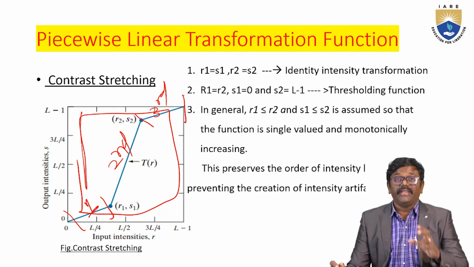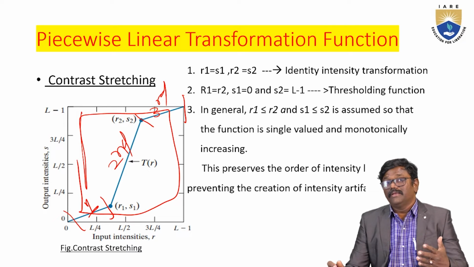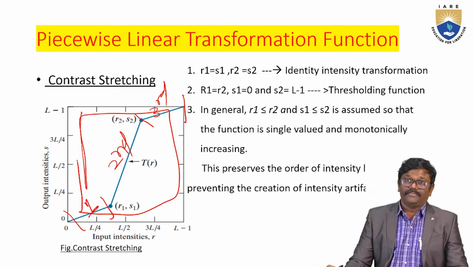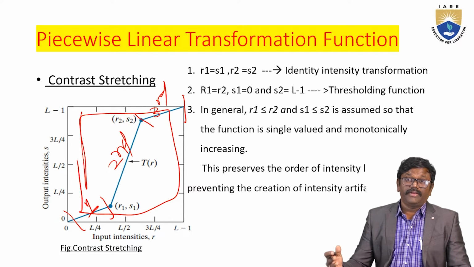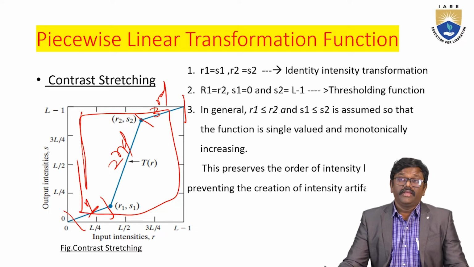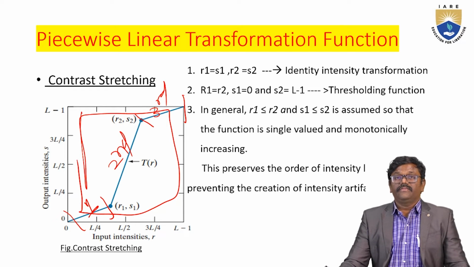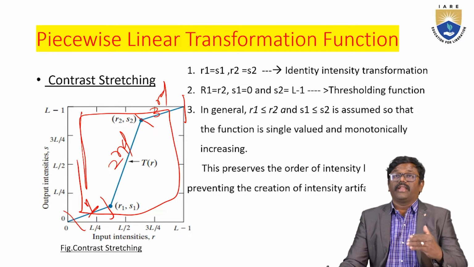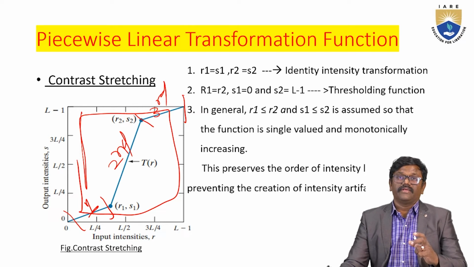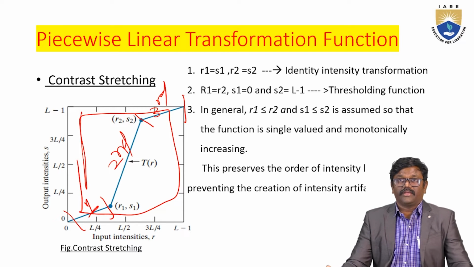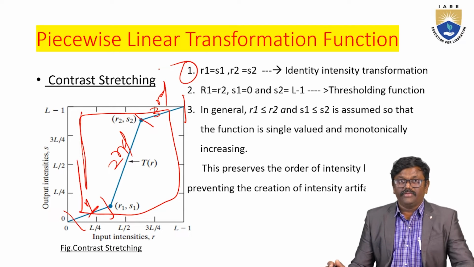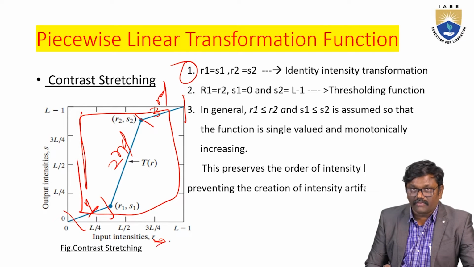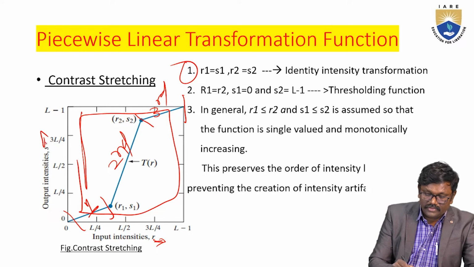What part is identity? What part is exponentially decreasing? What part is showing the order of intensity levels, preventing the creation of intensity artifacts? So you are going to understand one part to another part, region-wise. Let me choose one region to another. There are three regions separated. The first region is here, where the r axis is the x axis, and the y axis is the s value.